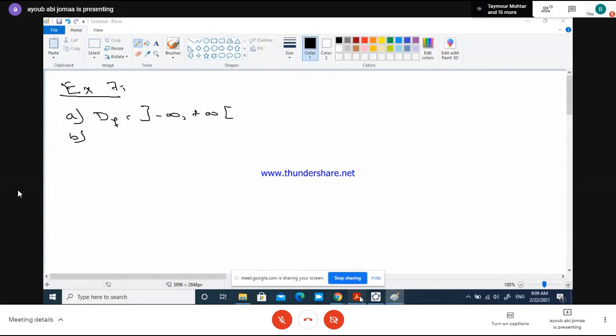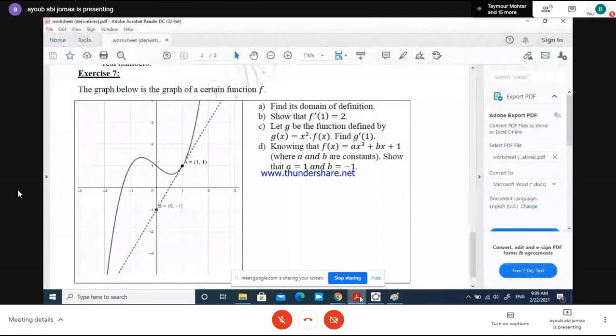Okay, so the domain is from negative infinity to positive infinity. Part B: show that f prime of 1 is equal to 2. Sorry, the questions are a bit repeated now. You have to prove that f prime of 1 is equal to 2. How to prove that f prime of 1 is equal to 2?